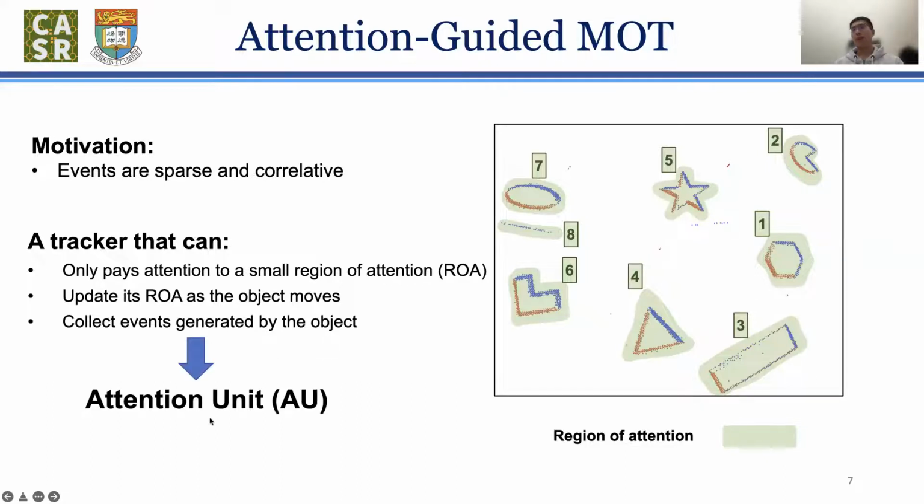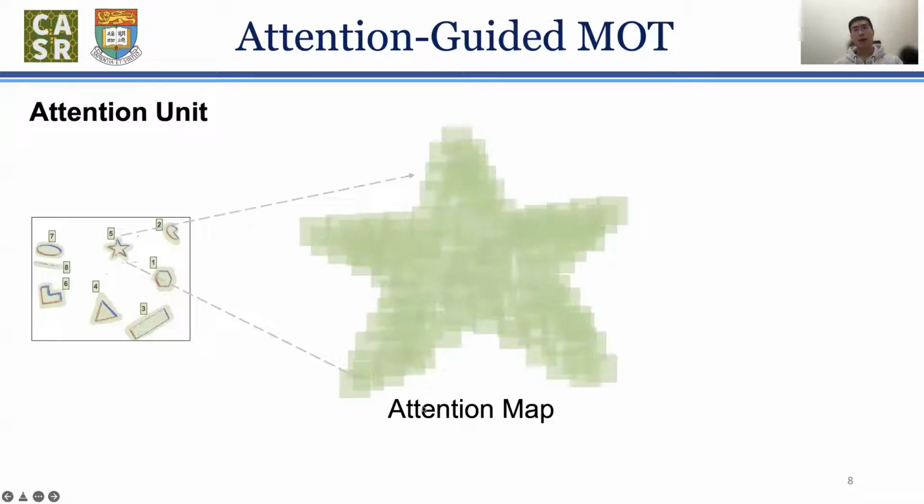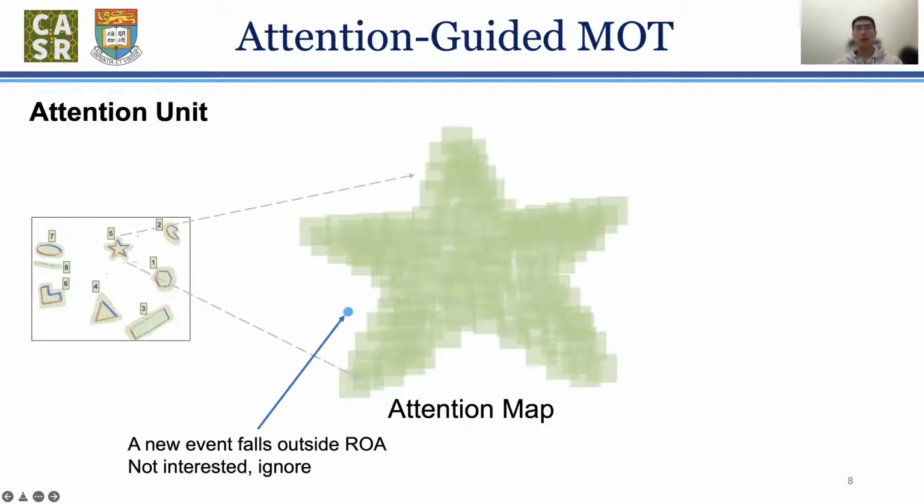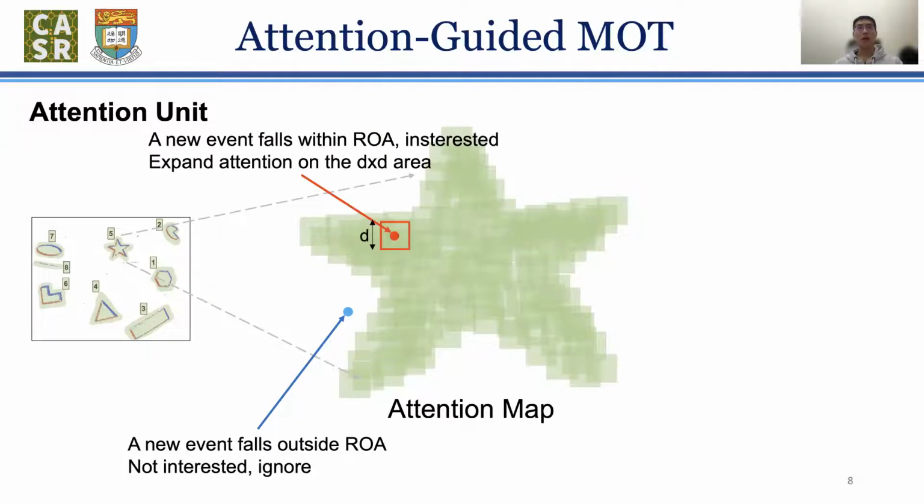We call this magical checker an attention unit. Here is how the attention unit works. The AU will use an attention map to record the current region of attention. Whenever a new event falls outside the region of attention, the AU will consider it not interesting and just ignore it. However, if the new event falls within the region of attention, the AU will consider it interesting and expand the attention on the surrounding D by D area.